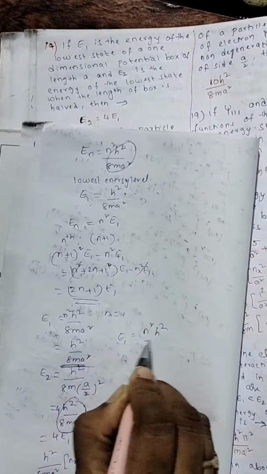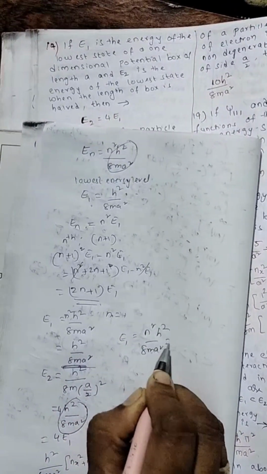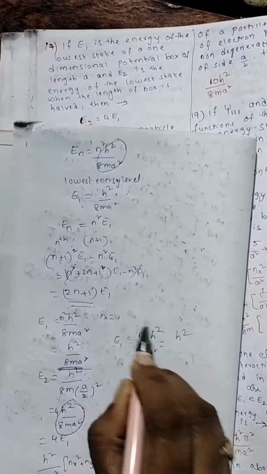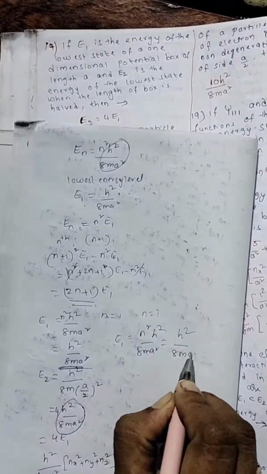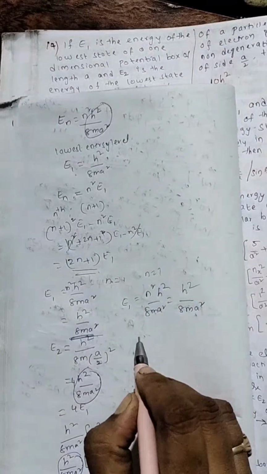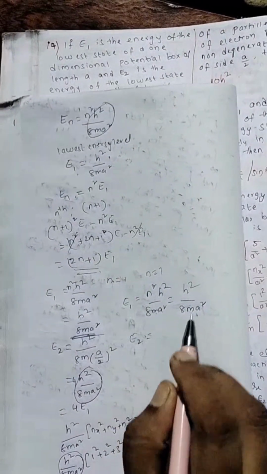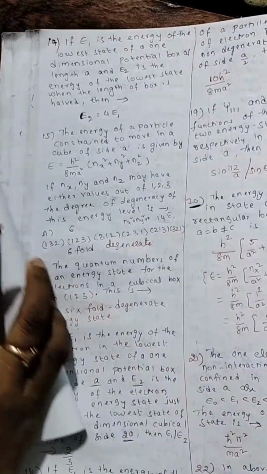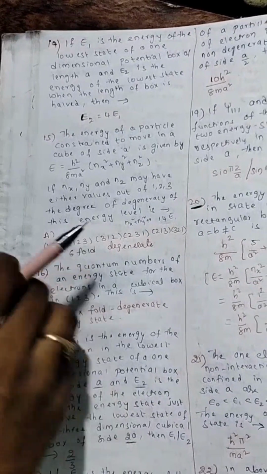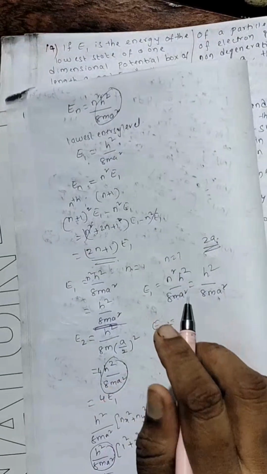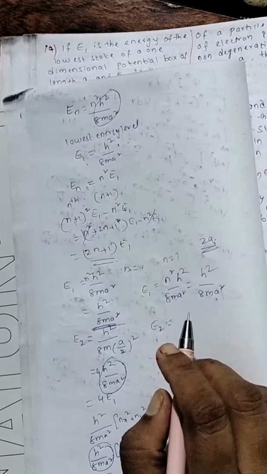Generally, n²h²/8ma². n is 1 for the lowest state. So we get h²/8ma². Right? Now E2. What did he say? The box of side 2a, that is what he gave.